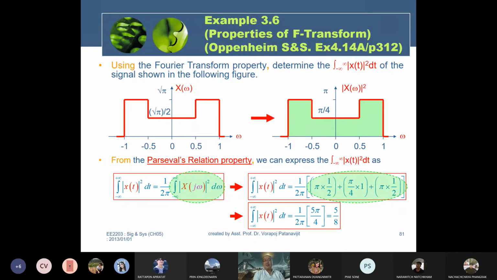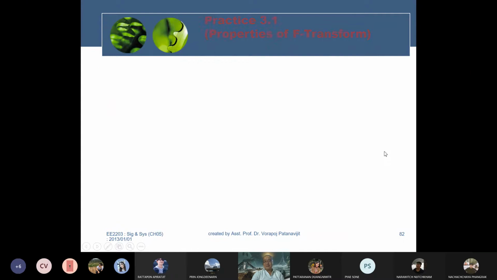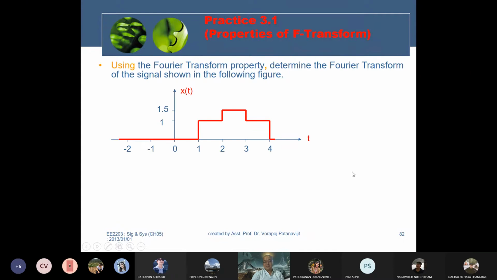You can see that if you know how to apply this equation, you can save effort. Instead of integrating in two main steps directly, you can find the result by integrating just a little bit. Now it's your turn. Do it and submit it in 20 minutes.